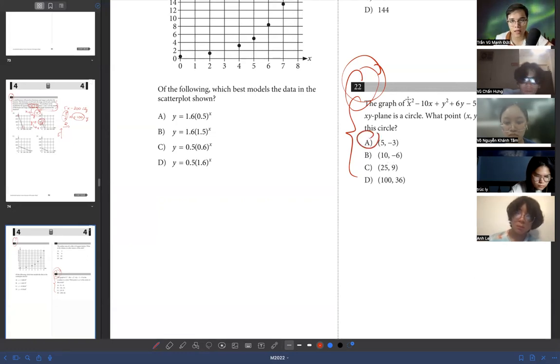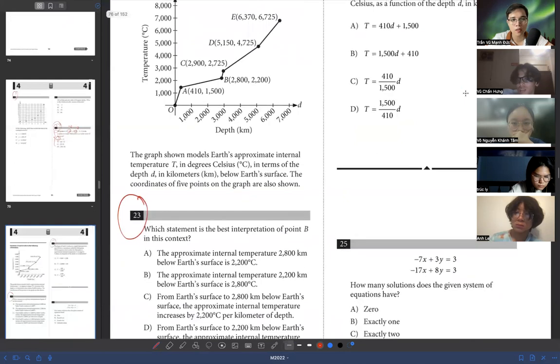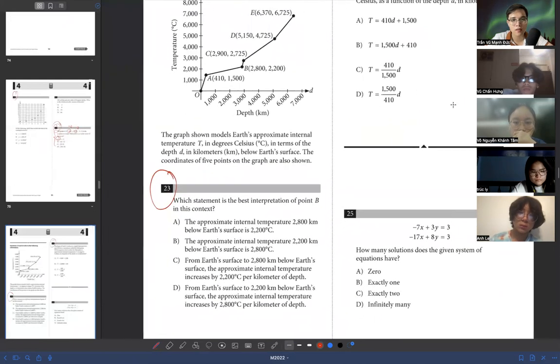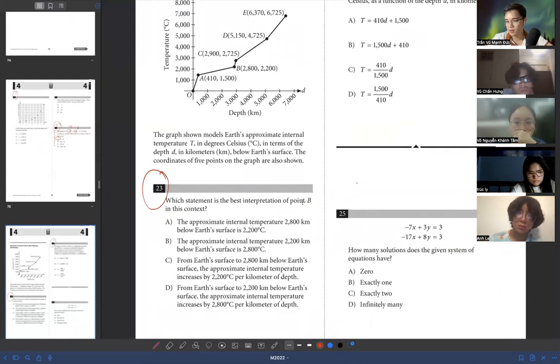You just take 10 divided by minus 2 and 6 divided by minus 2. You get A. Very good. This is just lengthy, but it's very simple. This is 23. It's A.